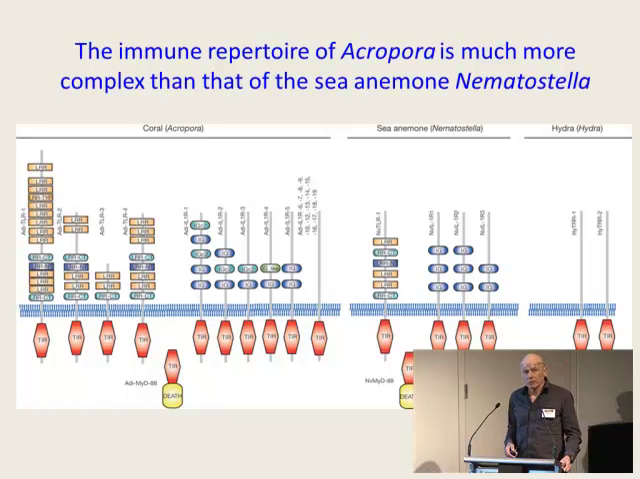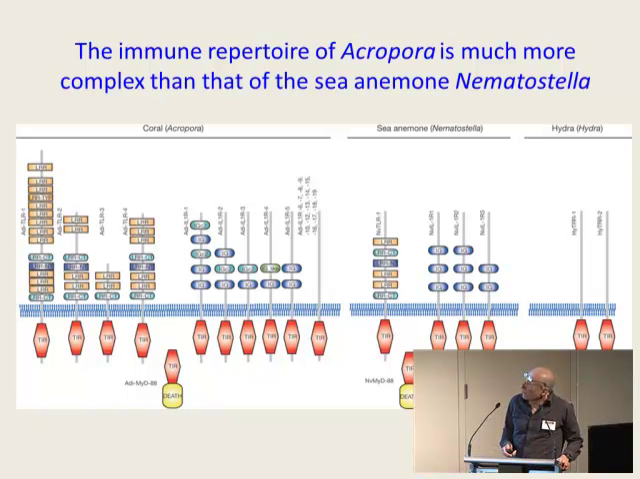Sylvain gave the example of the NACHT domain containing proteins. They're the primary intracellular pattern recognition molecules in higher animals. The toll-like receptors are the primary extracellular pattern receptors in higher animals. And whereas Nematostella has one canonical toll-like receptor and a handful of related receptors, Acropora has at least 4 of these toll-like receptors and many more of these interleukin-1 type receptors and orphan receptors.